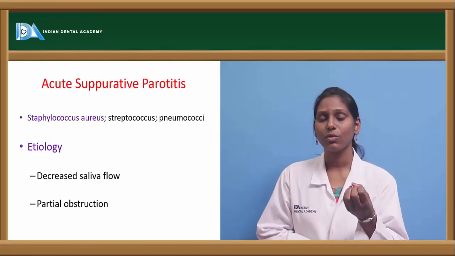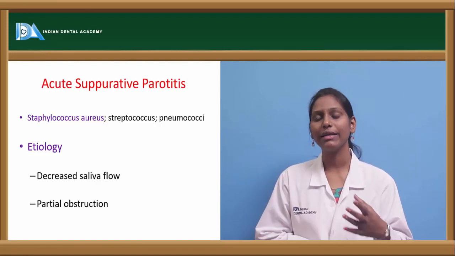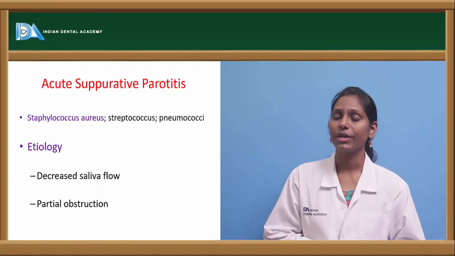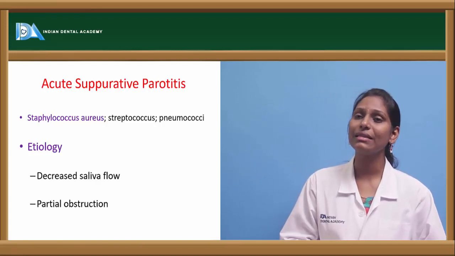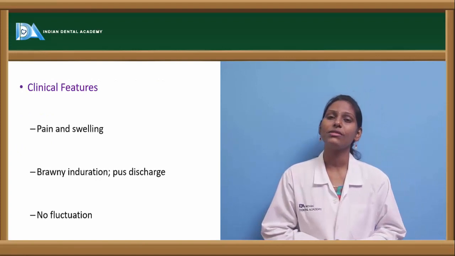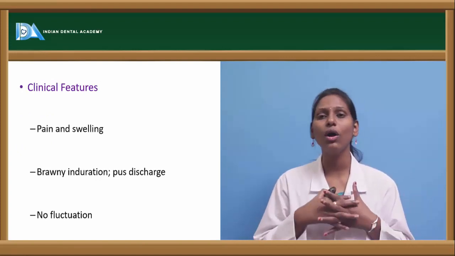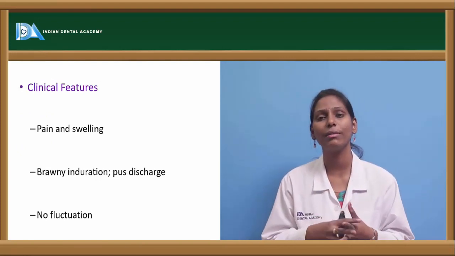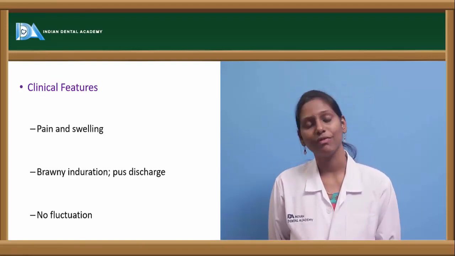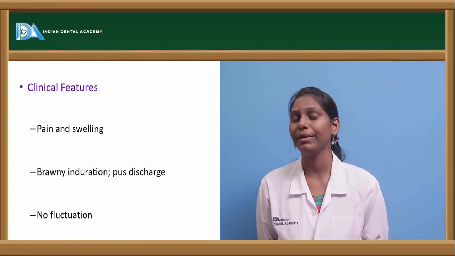Because of this obstruction, there will be pooling of saliva at that region, and secondary infection happens because of Staphylococcus aureus or Streptococcus bacteria, and this will lead to a suppurative condition. The clinical features: it is an acute condition, so it has all the inflammatory factors associated with it, like pain, swelling, and tenderness on palpation.